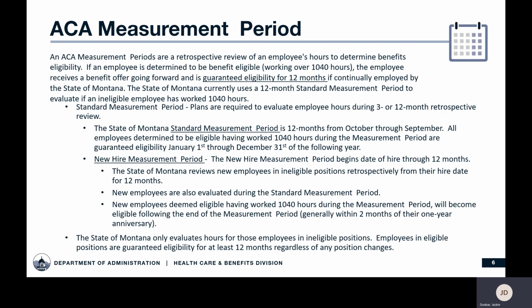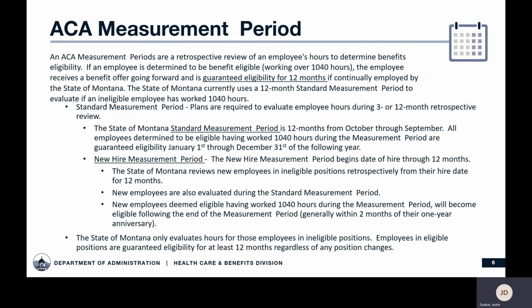The standard measurement period applies to any active employee in an ineligible position. The standard measurement period is October through September of each year. New employees hired in an ineligible position are monitored retrospectively for 12 months, which is their new hire measurement period. New employees are also included in the standard measurement period. If the employee works 1,040 hours during either of the measurement periods, benefits will be offered for a stability period.